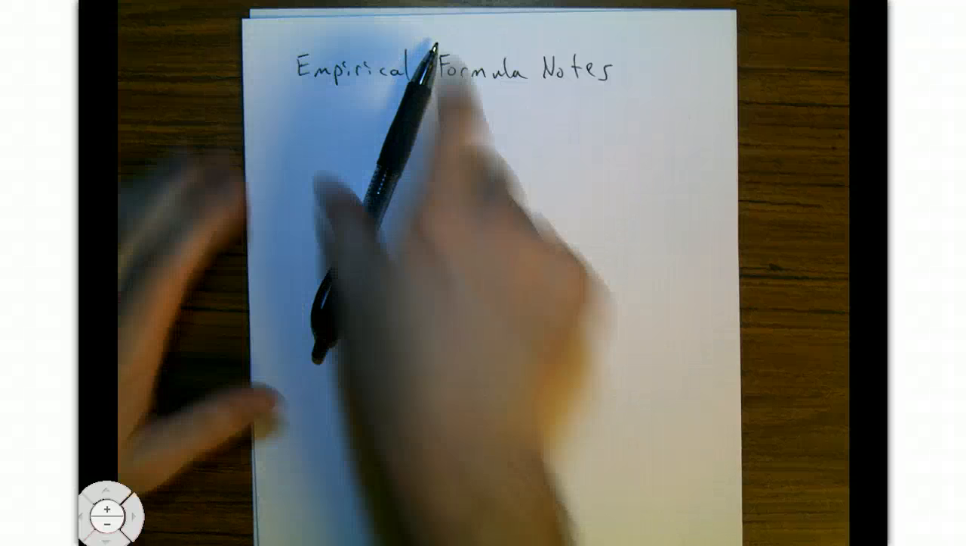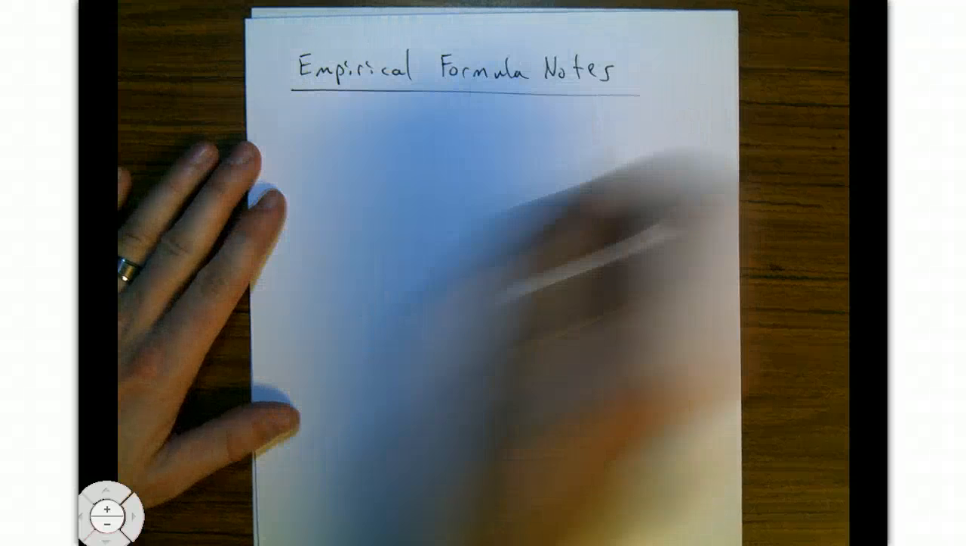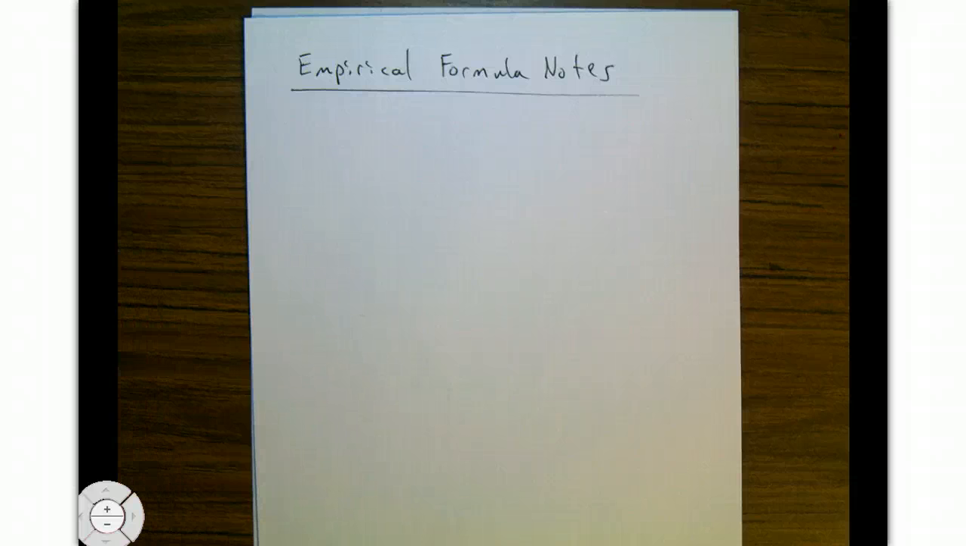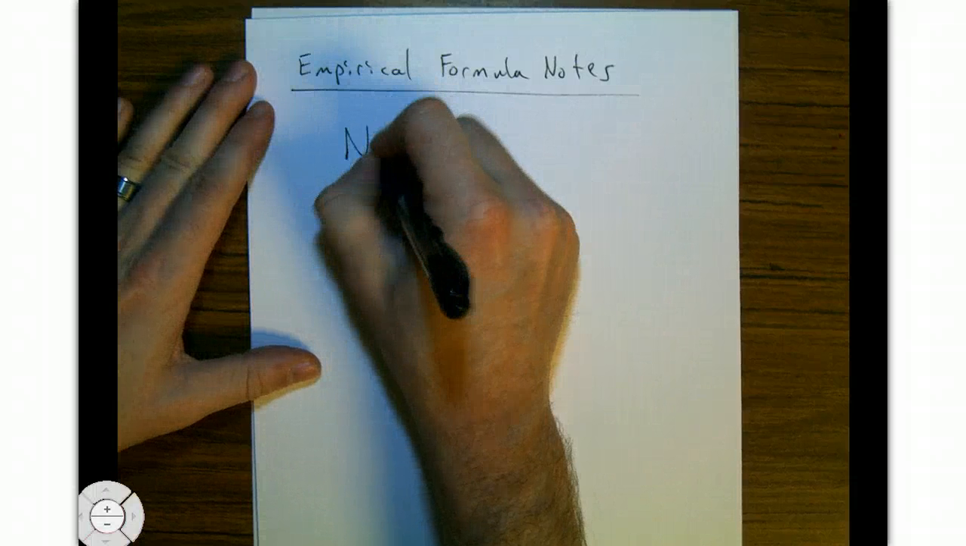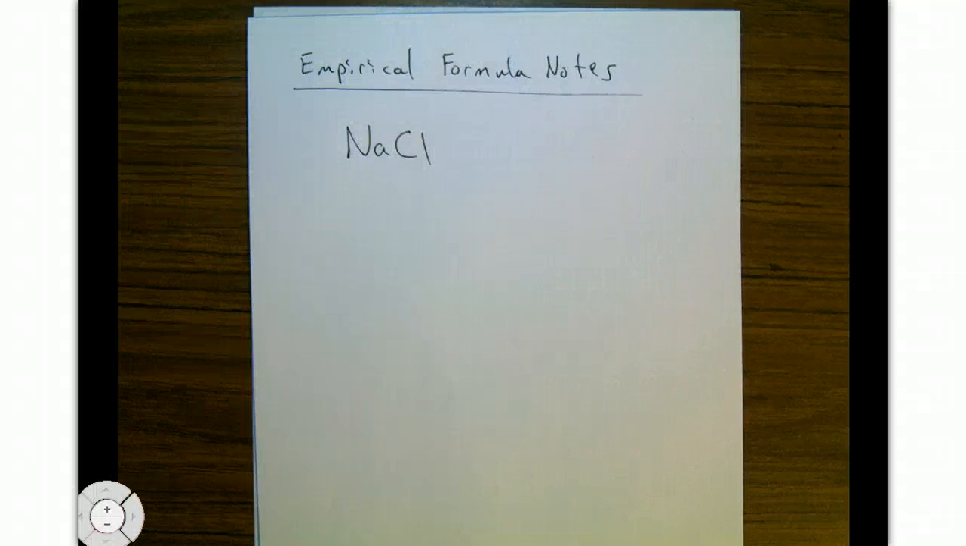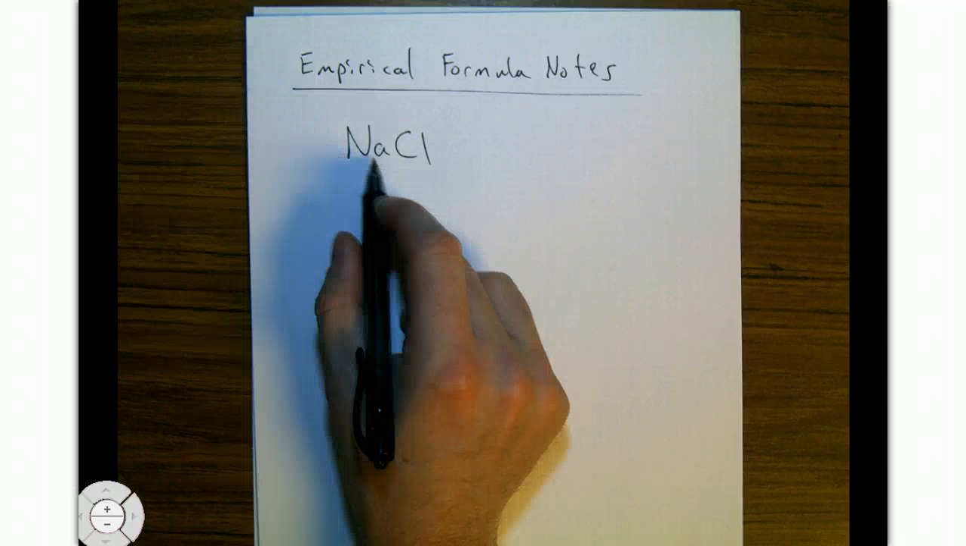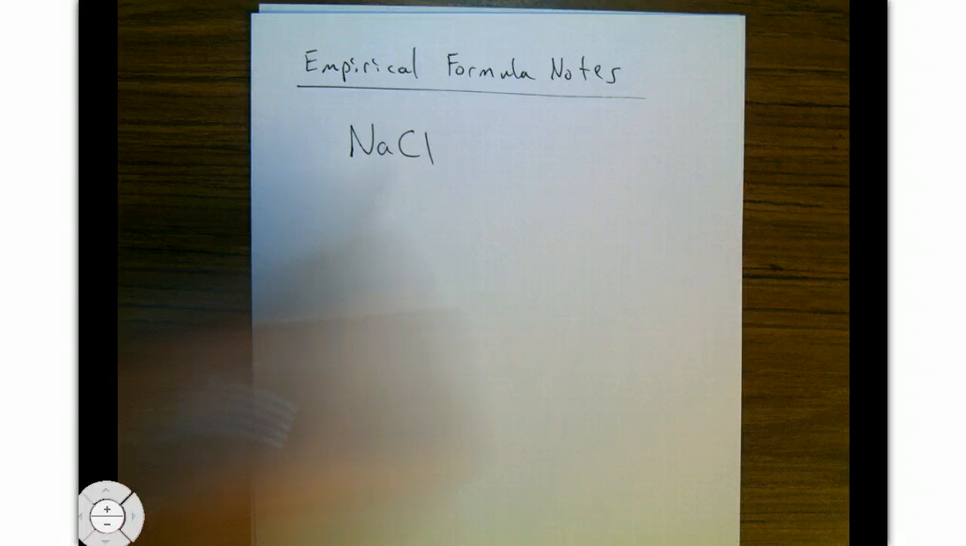All right, these are the notes that you need to have down to really understand what an empirical formula is. So first off, if I had table salt, I think most of you in this class would probably recognize that table salt has a common chemical formula of NaCl. And what that means is there's one sodium for every chlorine. Chemists are lazy, we don't write ones.